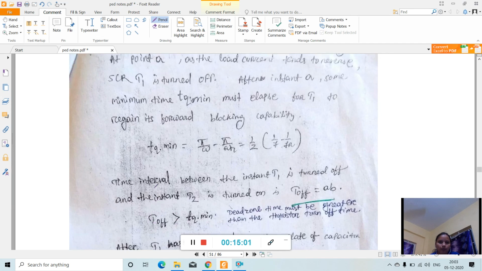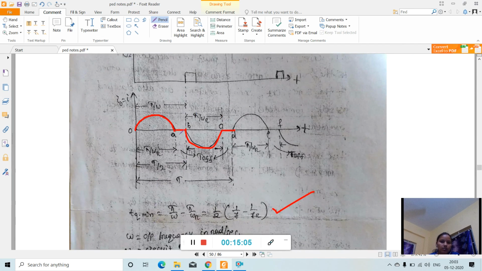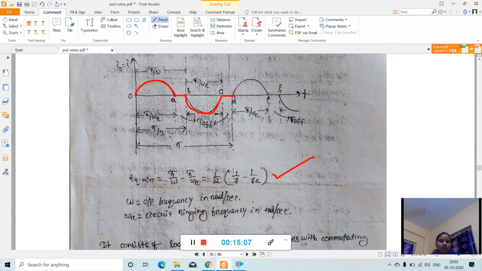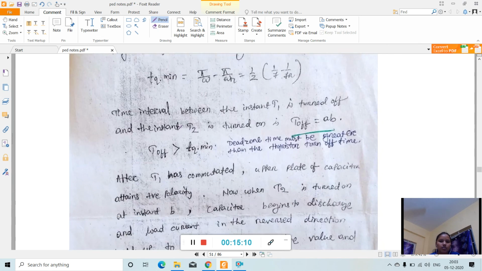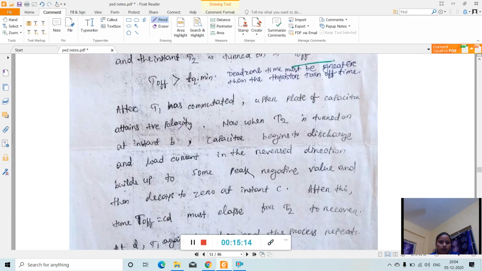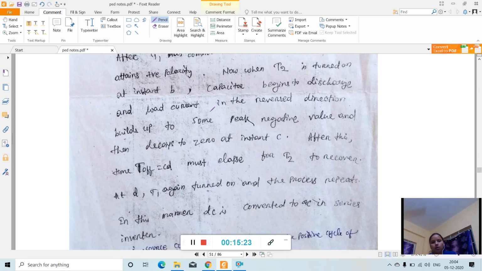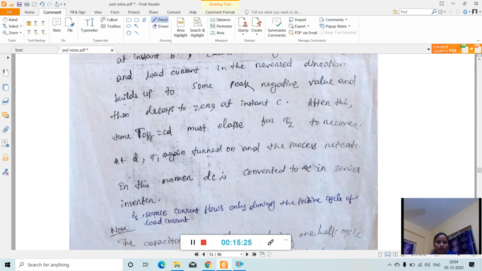See, during T off, the whole circuit is off. During this T off time, the whole circuit is completely off. That's why this T off is the dead zone time. Already I discussed how T1 is commutated and what happened after T2 is turned on. So these are all the explanation. In this manner, DC is converted to AC in the series inverter.